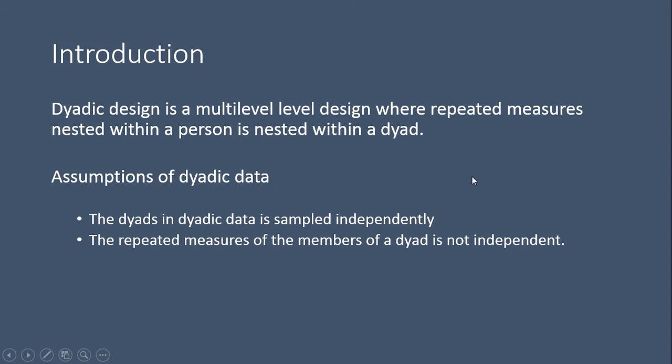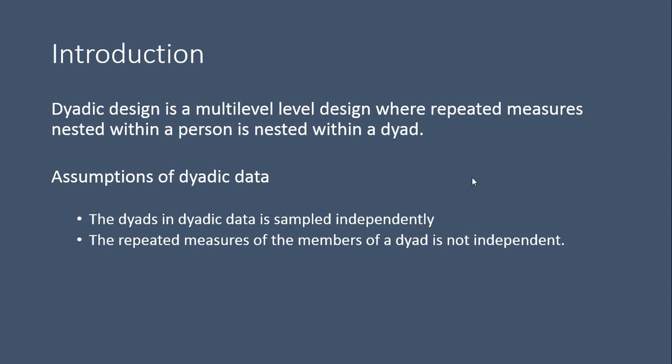So first, let's discuss what Dyadic Design is. Dyadic Design is a multi-level design where repeated measures are nested within a person, who is nested within a dyad. In general, it is basically a three-level multi-level model where the repeated measures are the first level, the person they are nested within is the second level, and the person is then nested within a dyad.